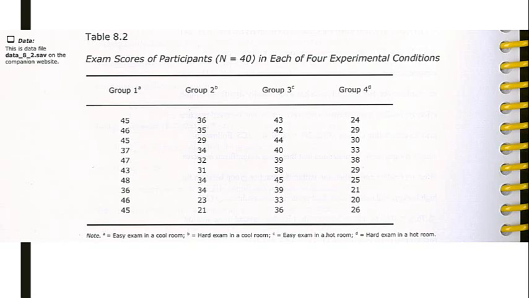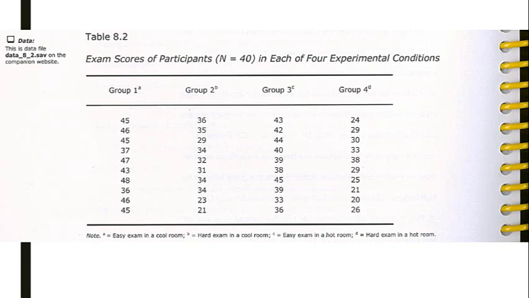Then the exam scores for these participants were compared to answer 3 basic questions. Does room temperature influence exam score? That is, is there a main effect of room temperature? Does exam difficulty influence exam score? That is, is there a main effect for exam difficulty? And finally, does the influence of room temperature on exam score depend on the difficulty of the exam? In other words, is there an interaction effect?